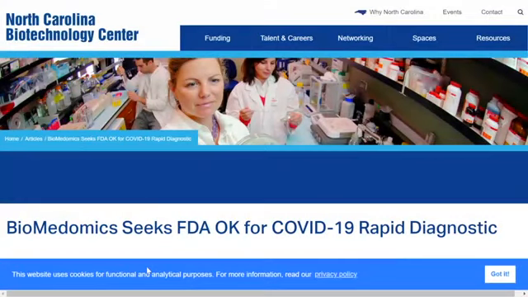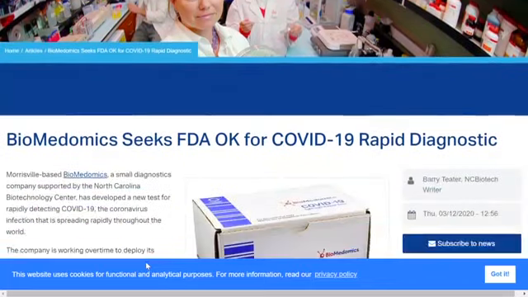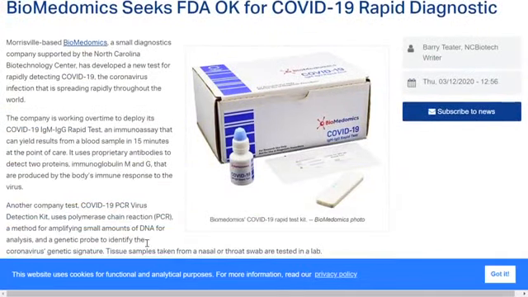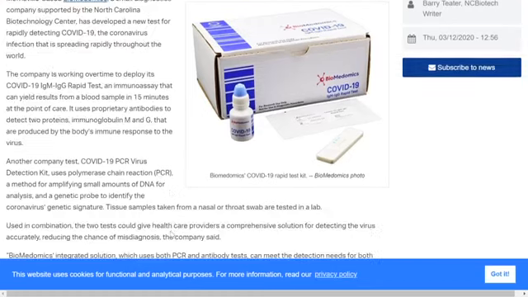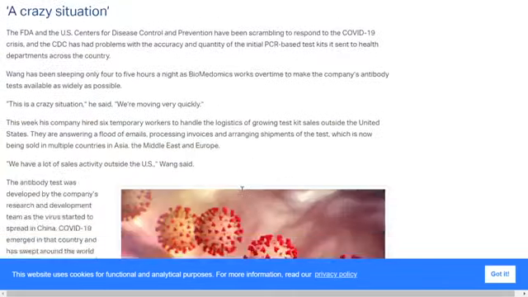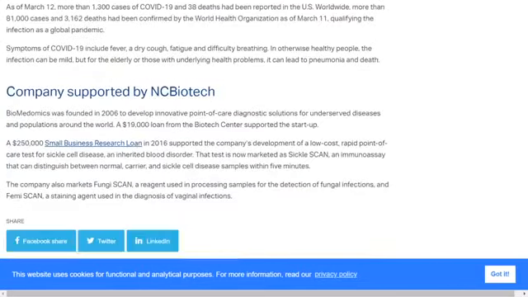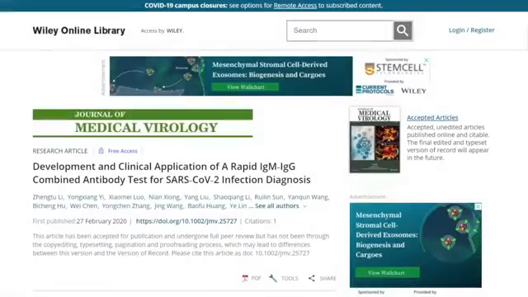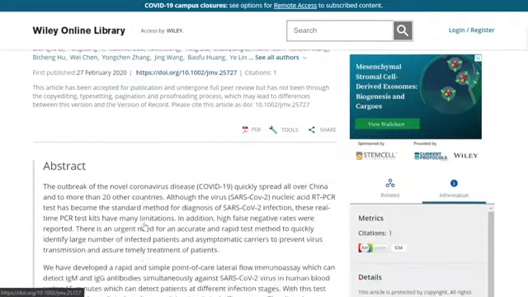Here's another antibody test, Biomedomics, who's still seeking FDA approval on this COVID-19 rapid diagnostic test. And you can see here that it's fairly simple. We'll put a link into the description below regarding this. But in terms of the sensitivity and specificity, let's take a look at that. This was published in the Journal of Medical Virology. The development and clinical application of a rapid IgM. Remember, we talked about IgM being in the acute phase and IgG being in the more chronic phase. Combined antibody tests for SARS-CoV-2 infection diagnosis.